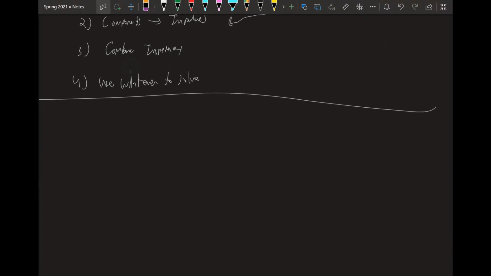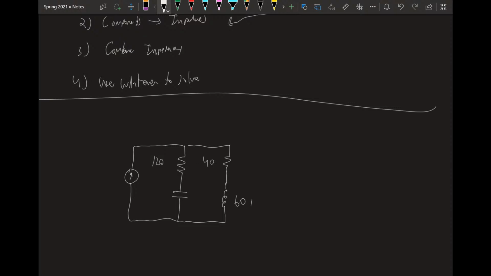So here's a circuit. Let me redraw this. It has an inductor, a capacitor, two resistors. This resistor is 120 ohms. This resistor is 40 ohms. This is 60 millihenries. And this is 12.5 microfarads. What we want to solve for is the voltage across this inductor, VO.